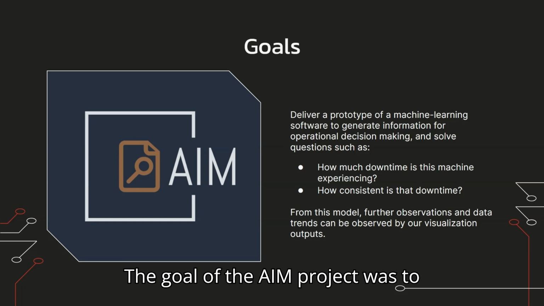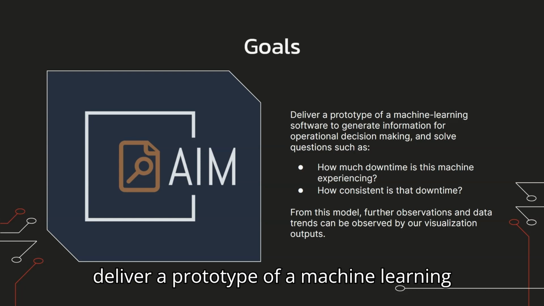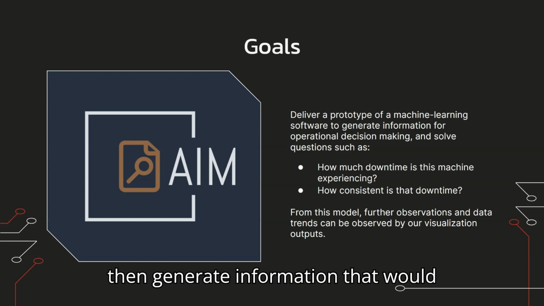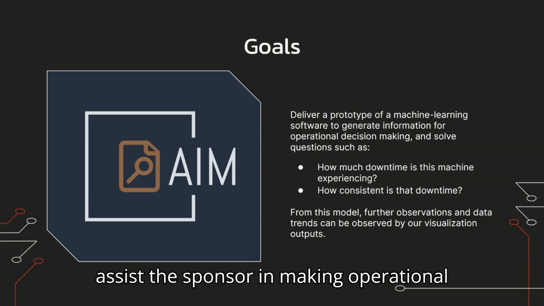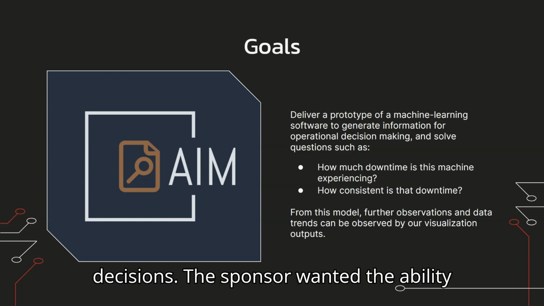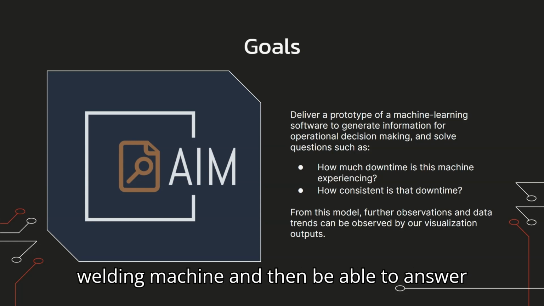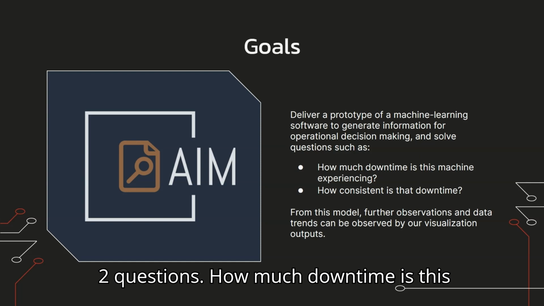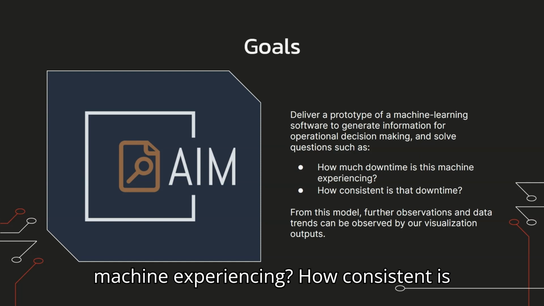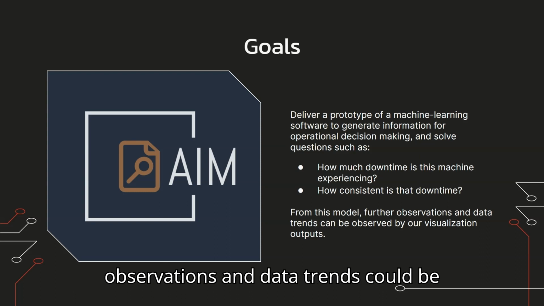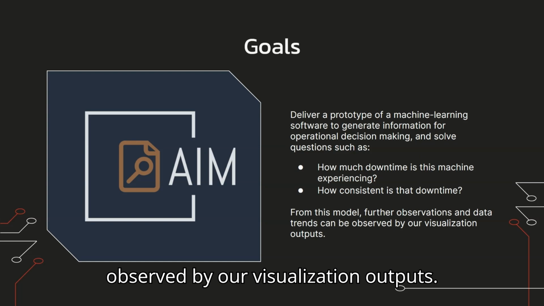The goal of the AIM project was to deliver a prototype of a machine learning software that would receive welding data and then generate information that would assist the sponsor in making operational decisions. The sponsor wanted the ability to take information from any given welding machine and then be able to answer 2 questions. How much downtime is this machine experiencing? How consistent is that downtime? From there, further observations and data trends could be observed by our visualization outputs.